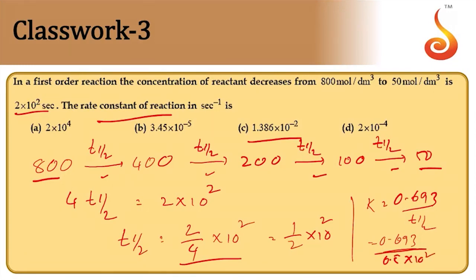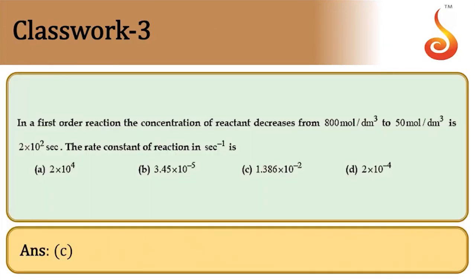On simplification, the value comes to 1.38 into 10 to the power of minus 2. So we get half-life first, then comes the value of K. K is equal to 0.693 by T half. So the answer is option C.